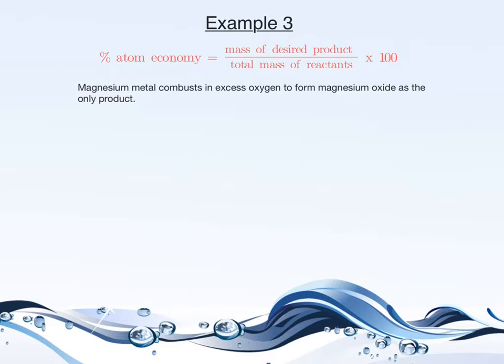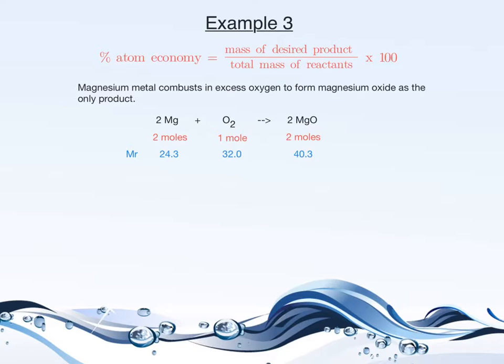Let's do one final example. So here we have magnesium metal combusting in an excess of oxygen to form magnesium oxide as the only product. Again, here you would be expected to write a balanced equation. So here we have Mg, magnesium, reacting with O2, oxygen, to give MgO, magnesium oxide. To get this equation to balance, we need 2 magnesium metal and 2 magnesium oxides. So for this equation, we have 2 moles of magnesium, 1 of oxygen, and 2 of MgO.